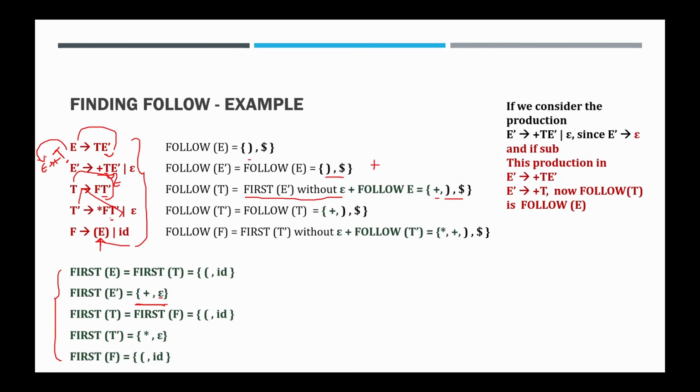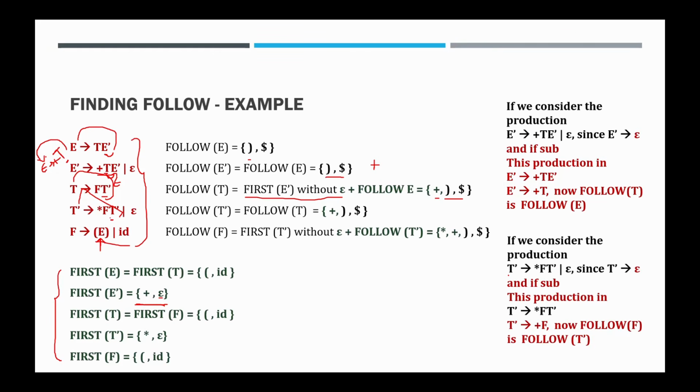So when you go and check for the F, again F we have here the same. If we consider this production, this is the production where we have F. So F is followed by what? T dash. T dash is a non-terminal. We need to find the first of that non-terminal. What is first of T dash? It is star and epsilon. Since we have the epsilon production, what we are supposed to do? Since T dash tends to epsilon, we have the epsilon production in T dash.